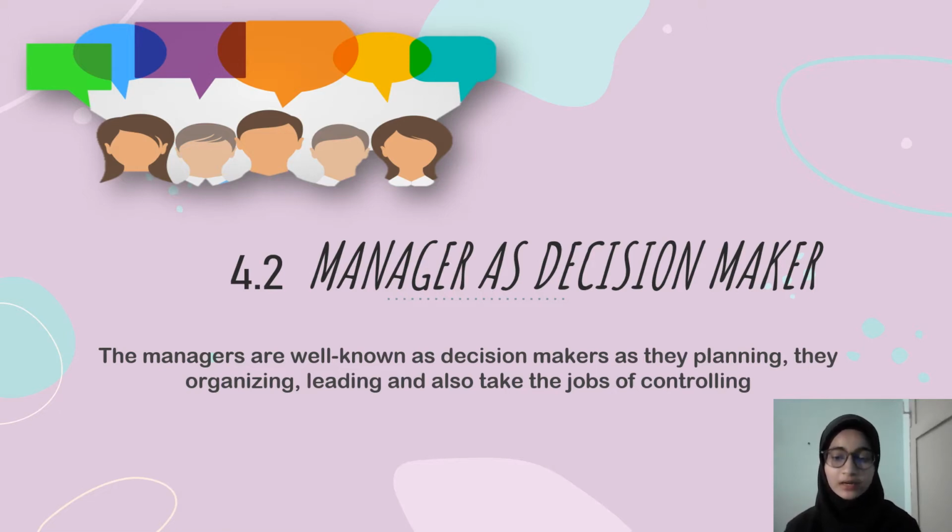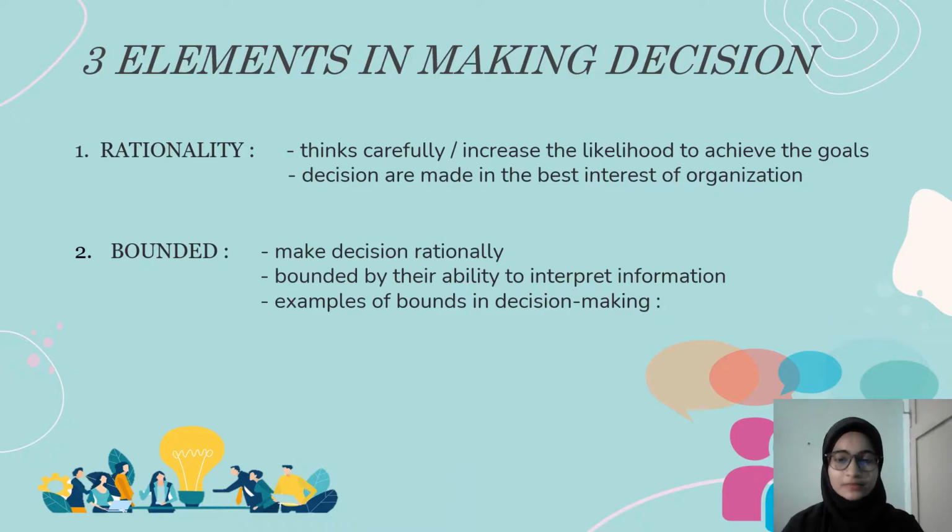So basically, there are four main manners in management function. Number one, planning. Number two is leading. Number three is organizing, and the last one is controlling. Okay, so moving on to the next slide.